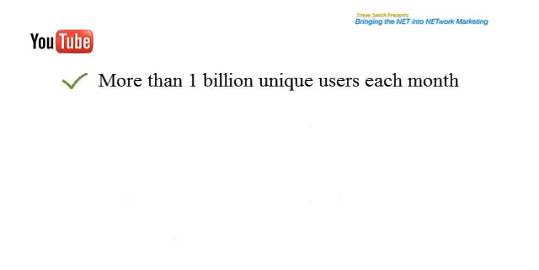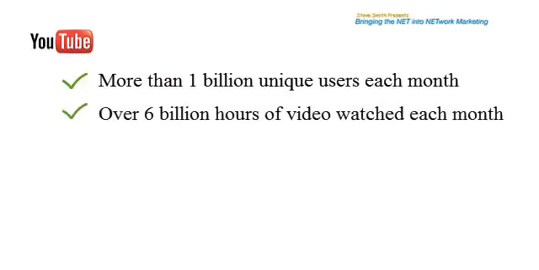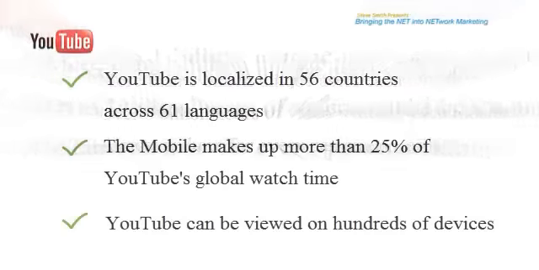Now here are some facts. More than 1 billion unique visitors visit YouTube each month. Over 6 billion hours of video are watched each month on YouTube. That's almost an hour for every hundreds of devices.